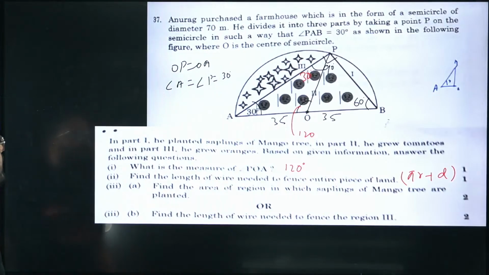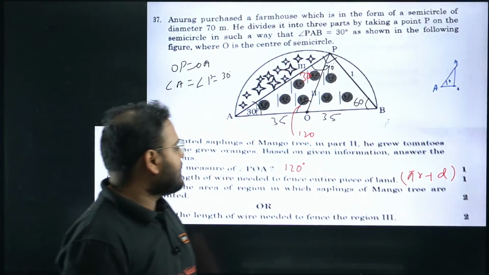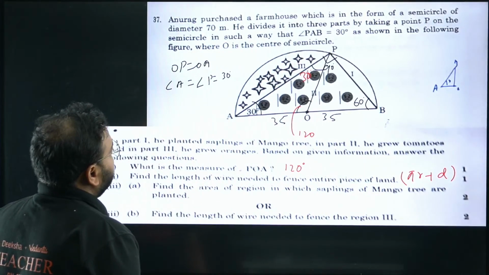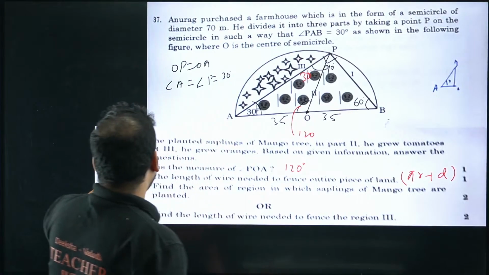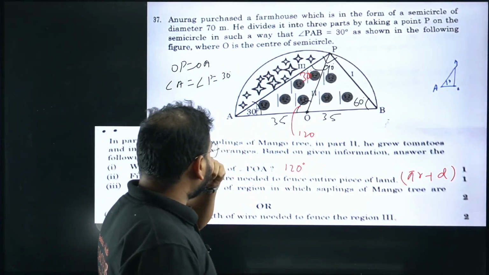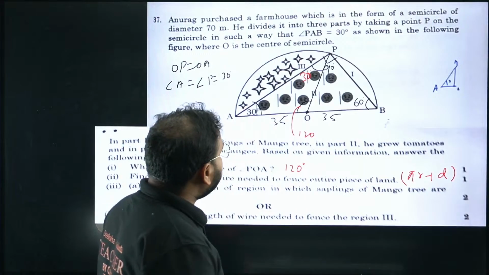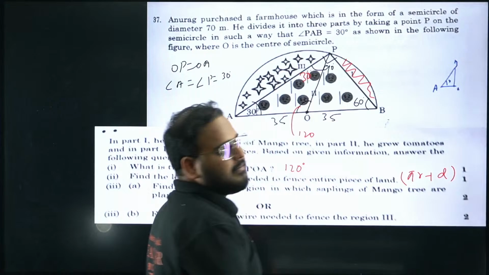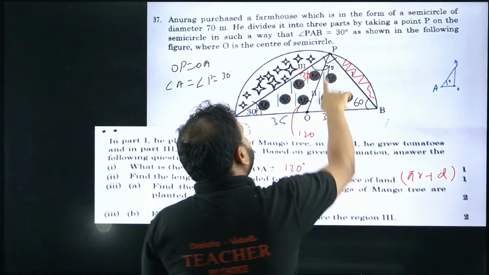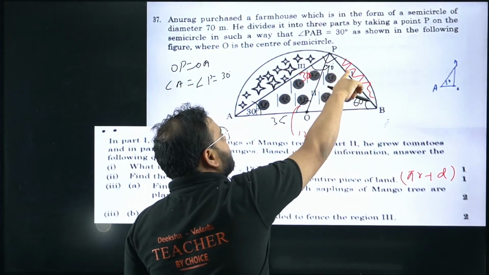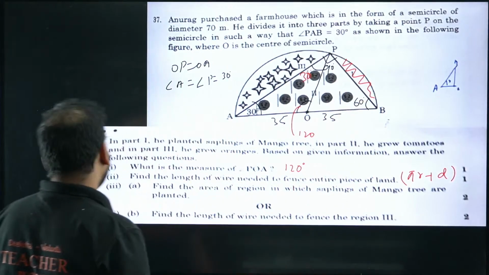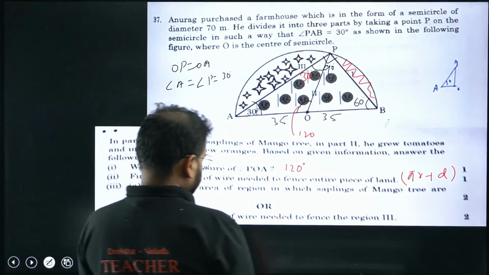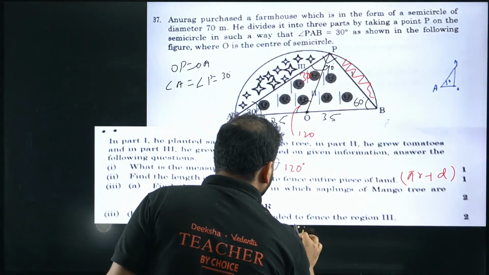Question 3A: find the area of the region in which saplings of mango tree are planted. Where are the mango trees planted, bacha? In part 1, the planted saplings of mango tree, it means over here. So they're asking us this area. How do you find this area? You have done this kind of question, remember? It's a sector and a segment. How do you find the area of this segment PB? Which part is this? Part 3. Please check.